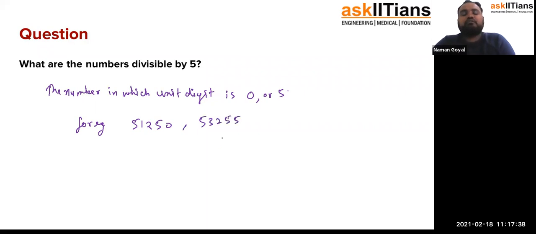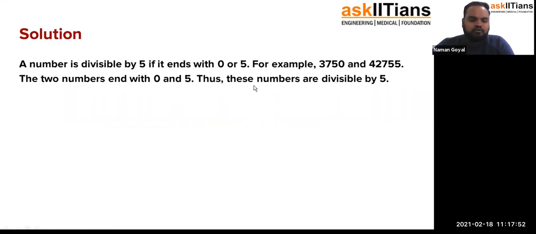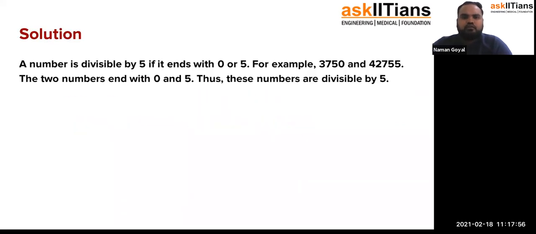53255 is a number which is divisible by 3. 43050, it is a number divisible by 5, sorry. Which number? 5. Okay, you can take the examples. Okay, now we are going to do some questions.